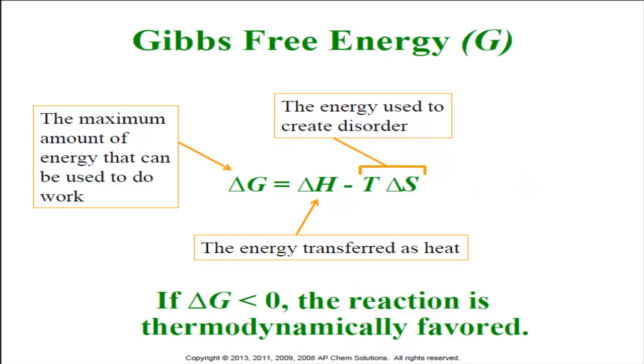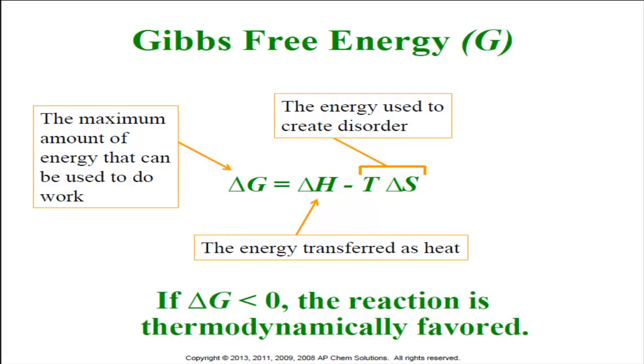So for a thermodynamically favored process, Gibbs free energy is the maximum amount of energy that is given off by a system that is able to do work. Some of this energy could be released as heat, or delta H, and some of this energy could be released and used to create disorder, delta S, for example, a volume expansion or other particle movements. Delta G is a combination of both of these energies.